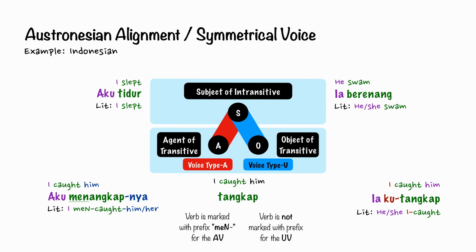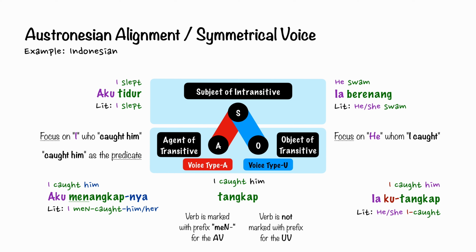In both cases, "aku menangkapnya" and "ia kutangkap" mean the same in English: I caught him. The difference is only that on the left side, the focus is on I as the one who caught him, while on the right side, the focus is on he as the one I caught. On the left side, "caught him" functions as the predicate, while on the right side, "I caught" functions as the predicate.